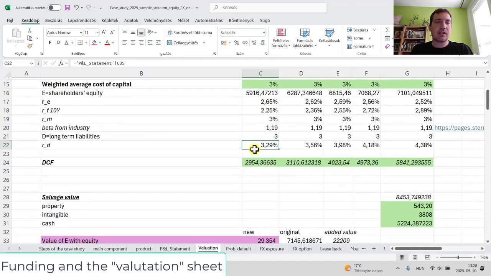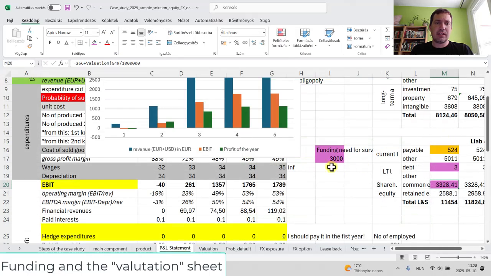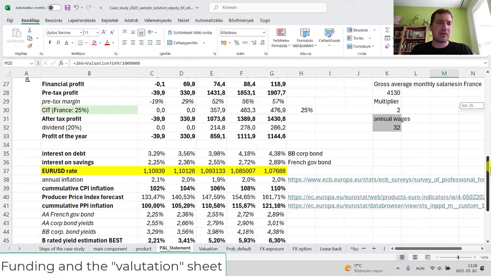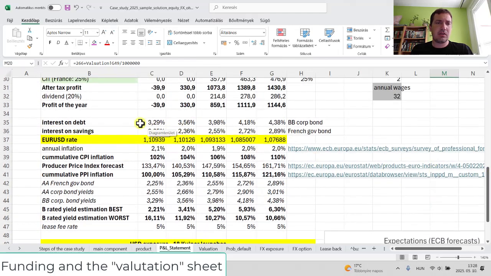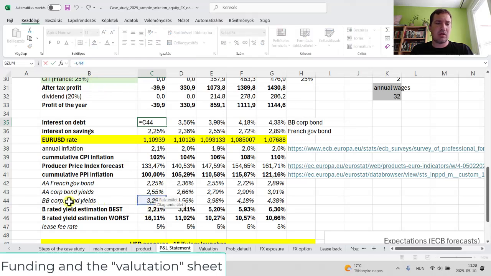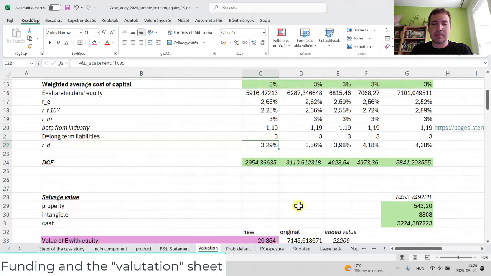Then the interest rate of the debt comes from C35, interest on debt. This is coming through BBB corporate bond yields, or you can also set up the worst case and best case scenario. Whenever you would like to test what happens under debt funding, you can just move this downwards and then it will be assessed this way.